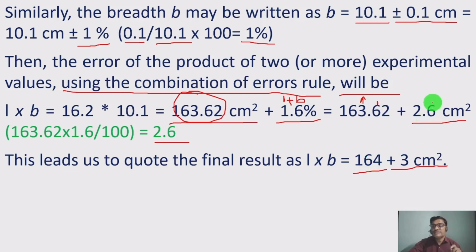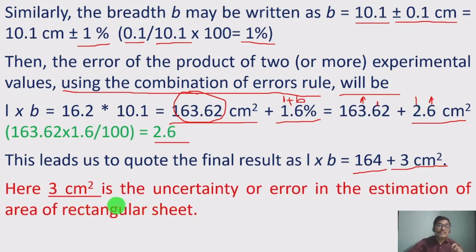And this 2.6, the 0.6 is more than 0.5, therefore this is increased by 1. Then this becomes 3 centimeter square. Here 3 centimeter square is the uncertainty or error in the estimation of the area of the rectangular sheet. In the estimation of the area of the rectangular sheet, this much uncertainty or error can occur.